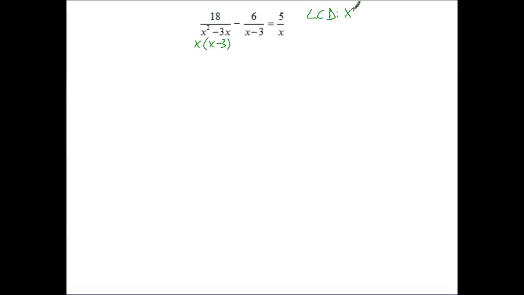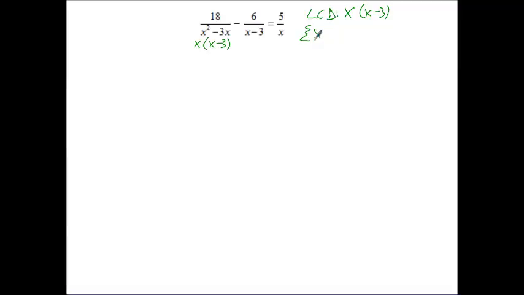It has to have an x. It has to have an x minus 3. So that covers this part. And then we have another x minus 3, but that's already here with the highest, in other words, the same exponent. And the x is also taken care of already, so this is our least common denominator.